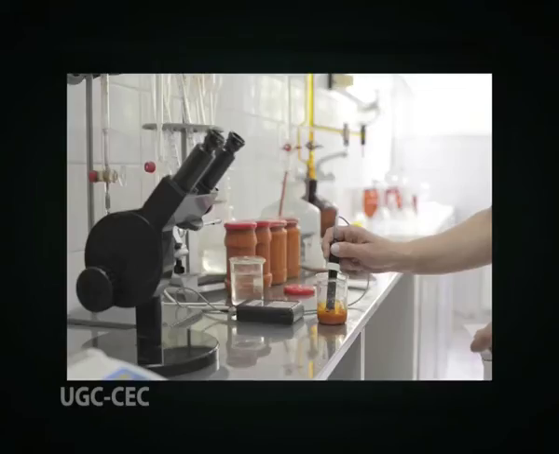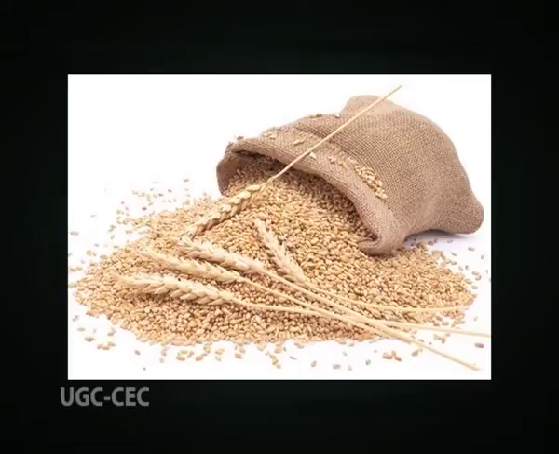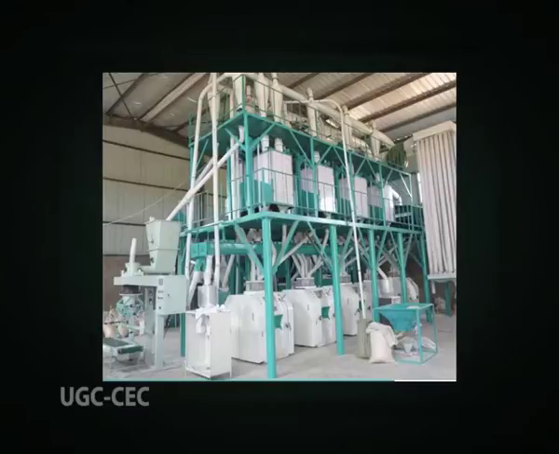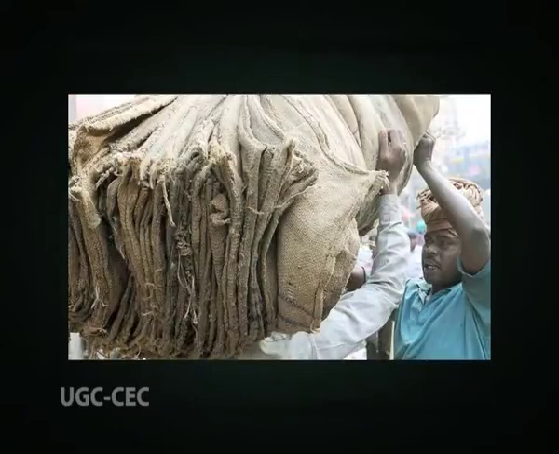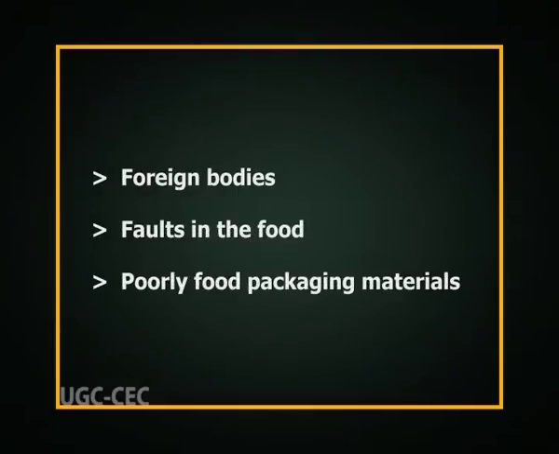The work of the food microscopist encompasses a wide range of different activities. These range from a fundamental understanding of the food structure and function of raw materials and final products through studies of machinery and equipment that are used to manufacture food and the various materials that are being used to package food, to troubleshooting problems such as foreign bodies, faults in the food itself or poorly performing food packaging materials.